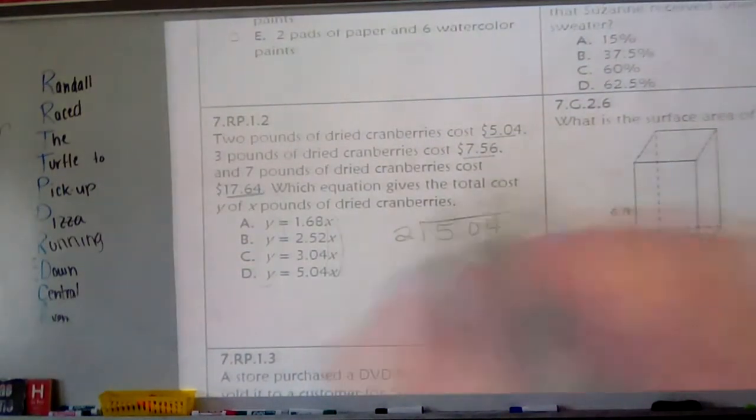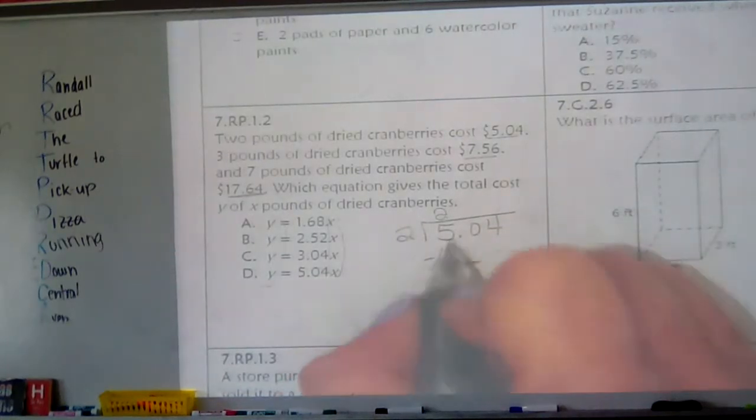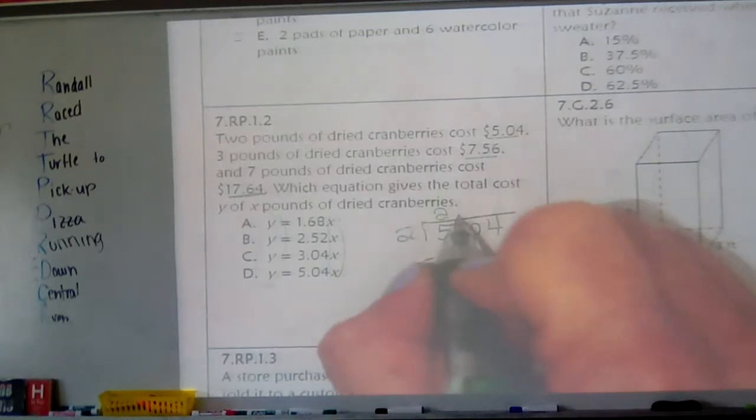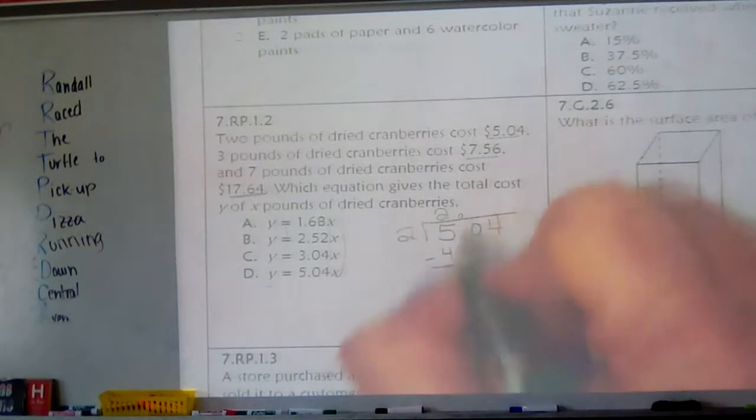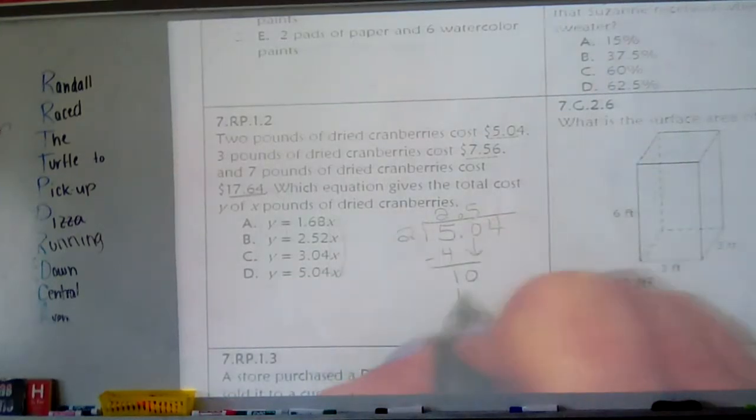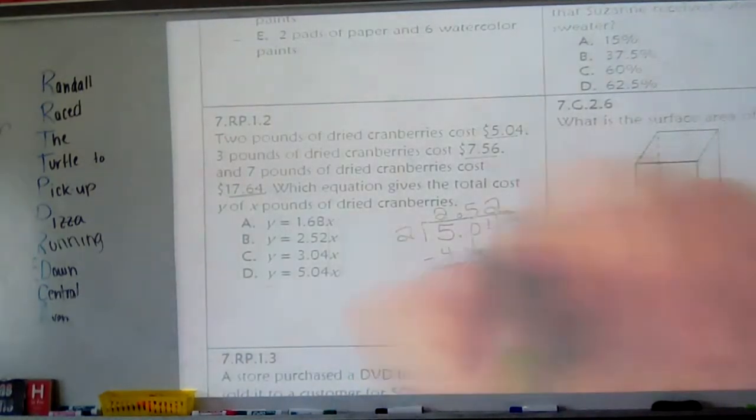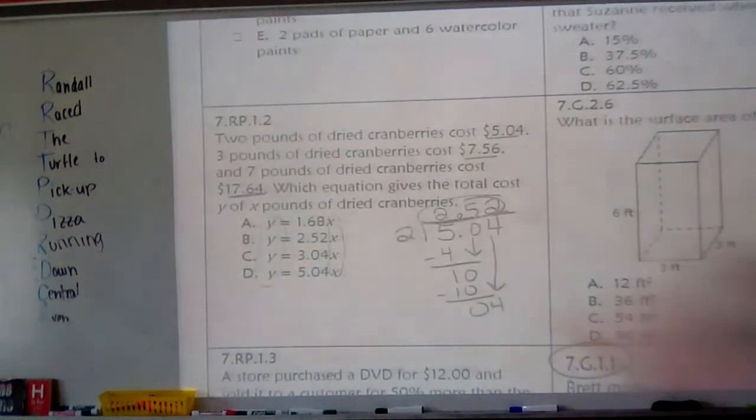5 divided by 2 is 2. 2 times 2 is 4. You can just watch. I'm not going to talk about this. 2 goes into 10 5 times. So that leaves me with $2.52.